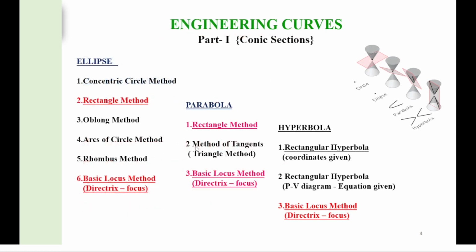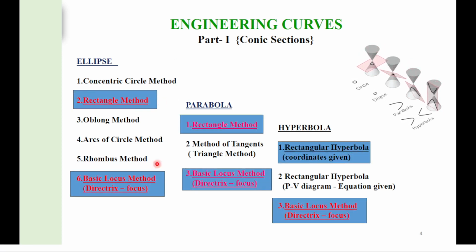Now we will see the different methods which can be used to draw the conic sections. We will learn what exactly these conic sections are, but before that we will see the different methods which we have to follow. For the ellipse we use the rectangle method and the focus directrix method. The same applies to the parabola, but in the case of the hyperbola we use only the focus directrix method. Now we will dig deep into what exactly these conic sections are.